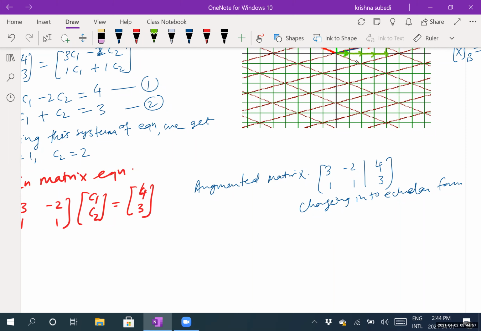And then finally you get C1, C2. You will get 1, 0, 0, 1, 1, 2. This is your C1. This is your C2. So therefore C1 equals 1 and C2 equals 2. Or you can simply use your high school method to solve that system. It doesn't matter what you do.